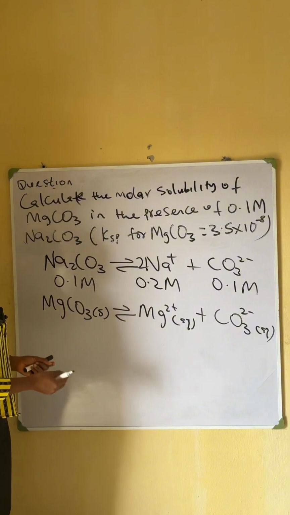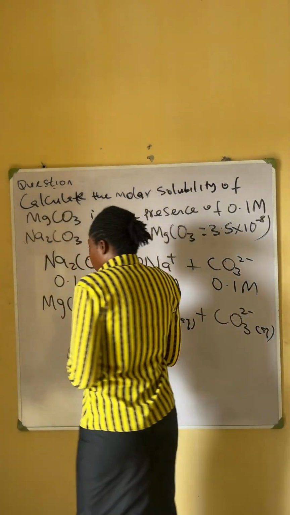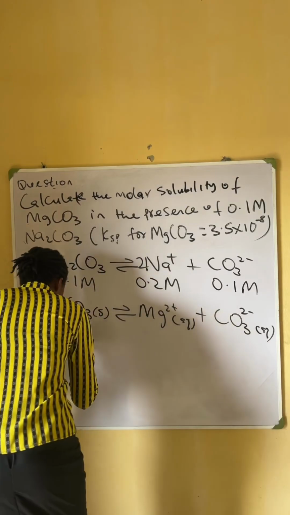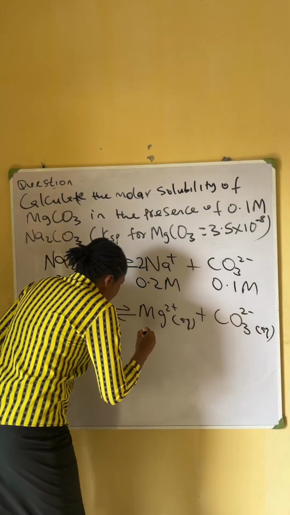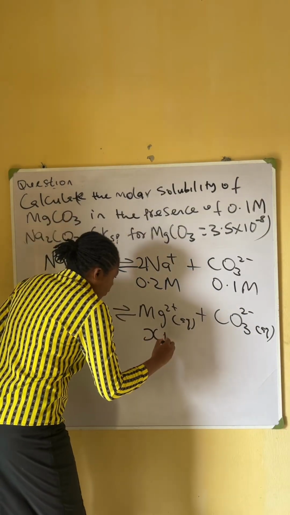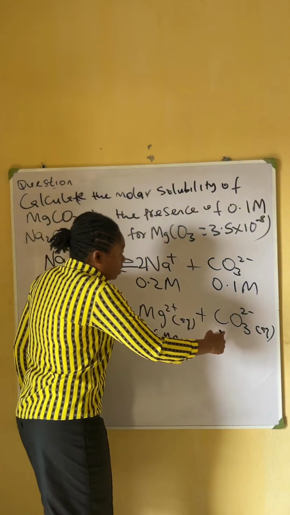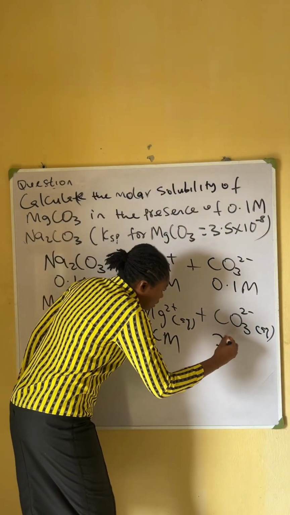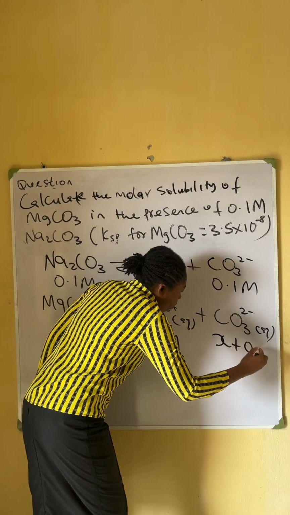I'm looking for the molar solubility of magnesium carbonate. Don't know what it is, so let it be X. So this one is X mole, this one will also be X mole. Then the carbonate, because of the common ion effect from sodium carbonate, will now be X plus 0.1.